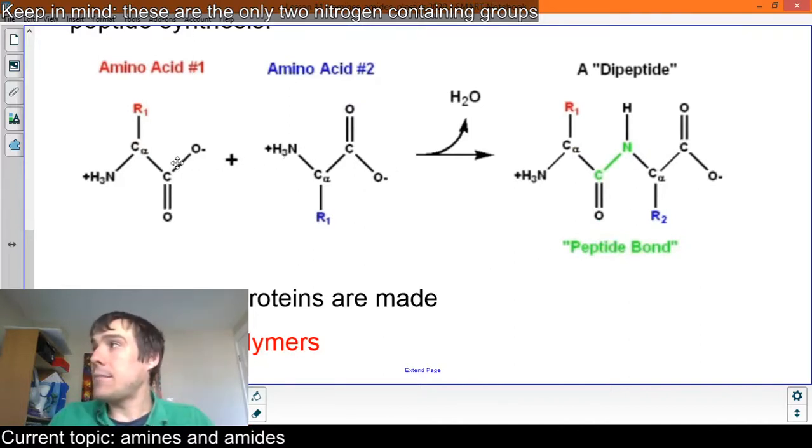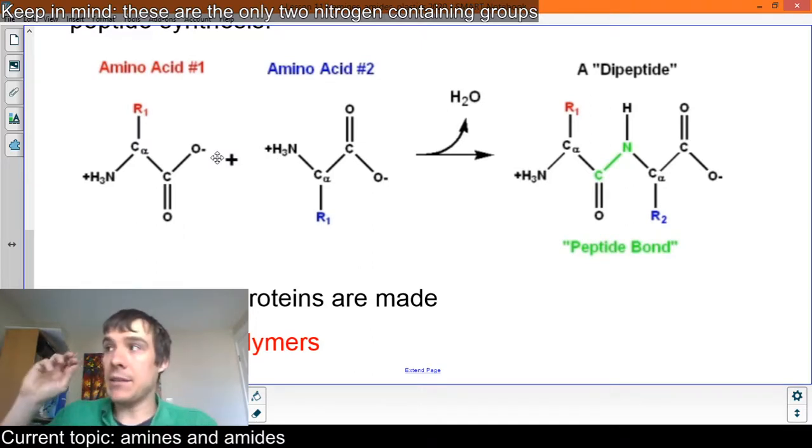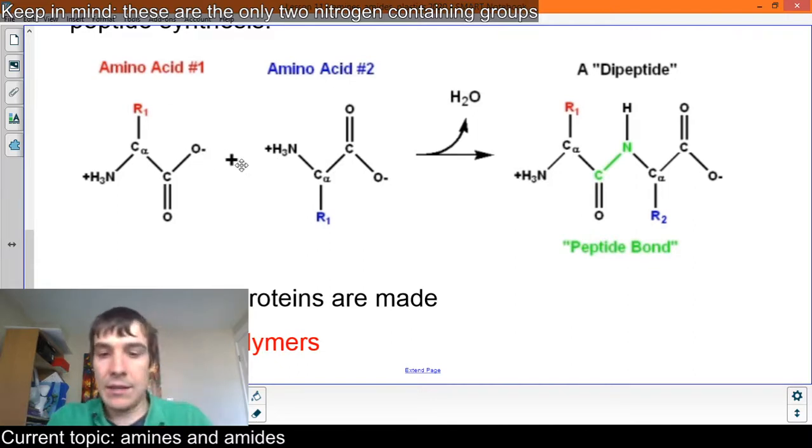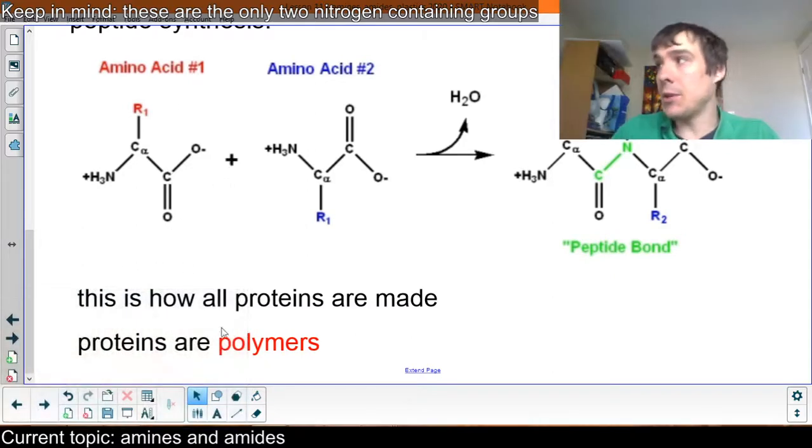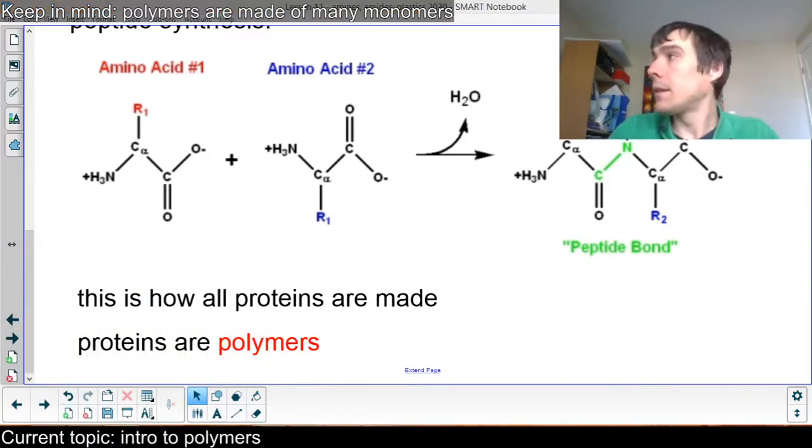So that is making an amide bond from a carboxylic acid on one side and an amine on the other. There's the amine on the other side. Next up we're going to talk about polymers. Proteins are polymers. So I'm going to pause and we'll get the polymer thing set up.